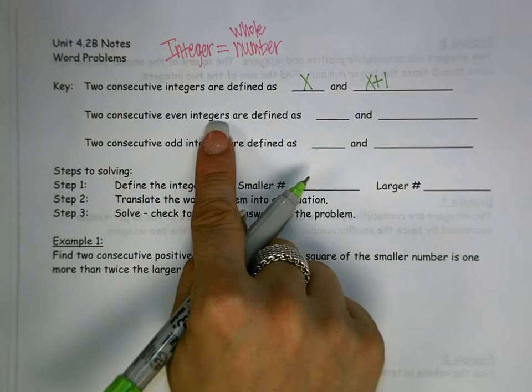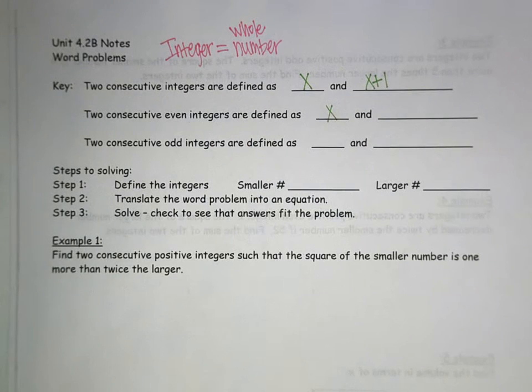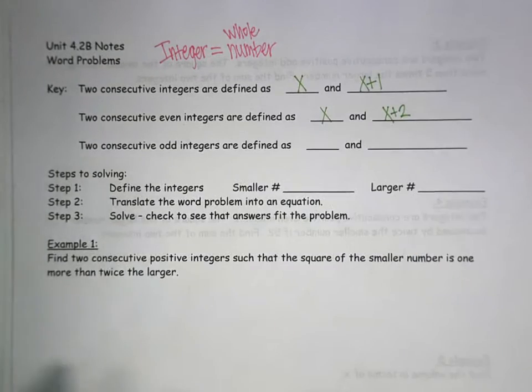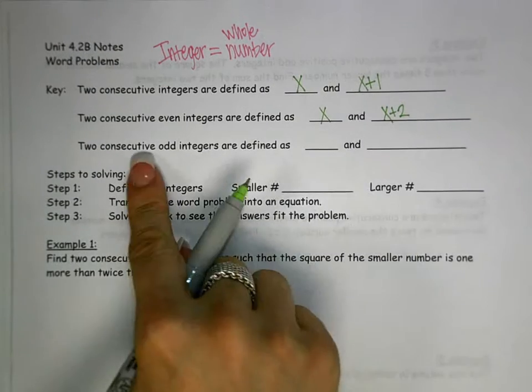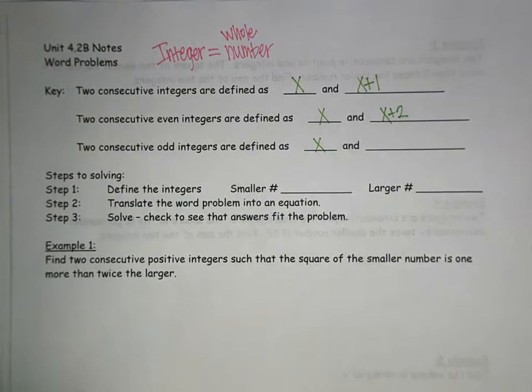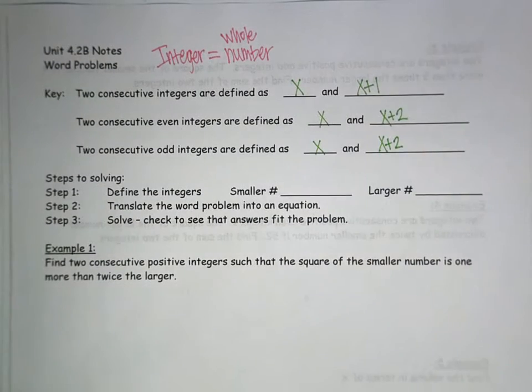If we are counting by even integers, we always start with x. How far away are even integers? 2. So x plus 2. Now, two consecutive odd integers, again, we always start with x. How far away are odd integers? 2. X plus 2. You do not count by 1 and then 3 just because it says odd. Odd numbers are still 2 apart.